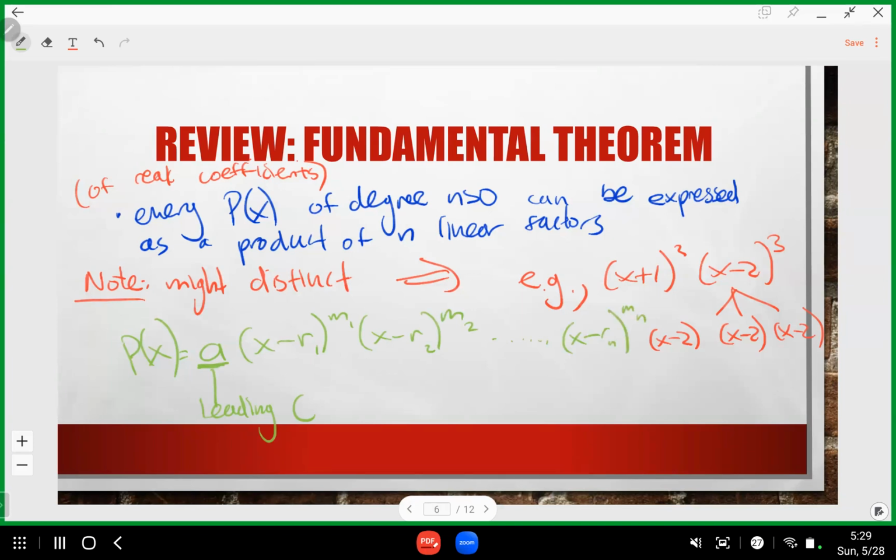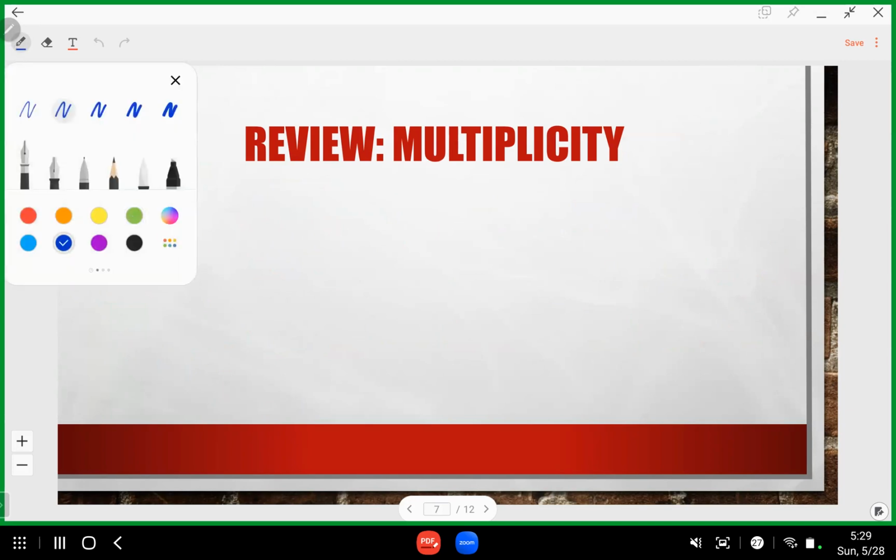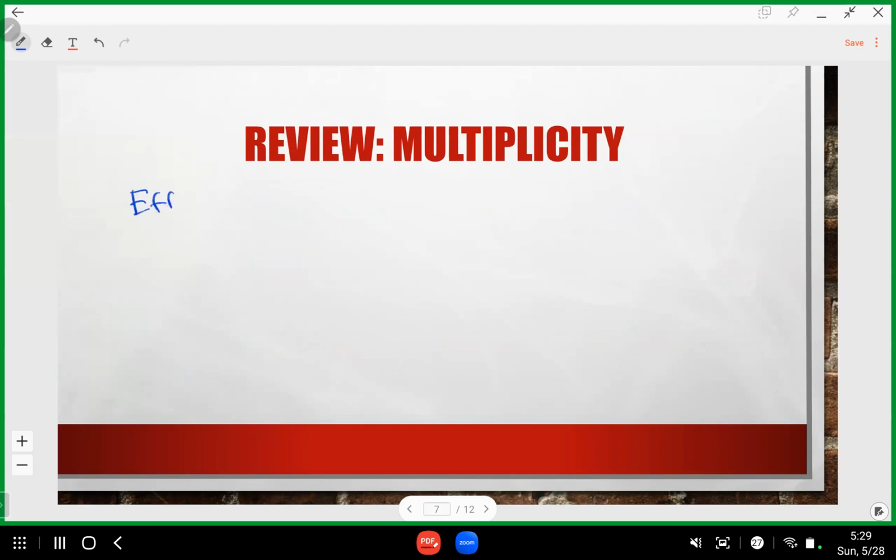So that is the linear factors. You can always write the polynomial as a product of linear factors, and remember, m is multiplicity. Multiplicity is the power of the root. And we also discussed the effect of multiplicity on a graph.